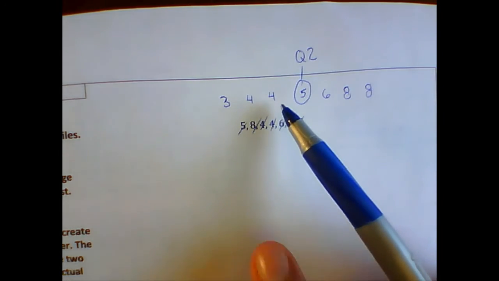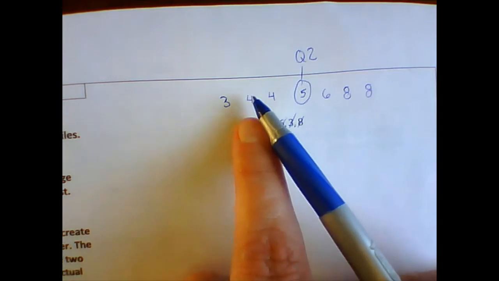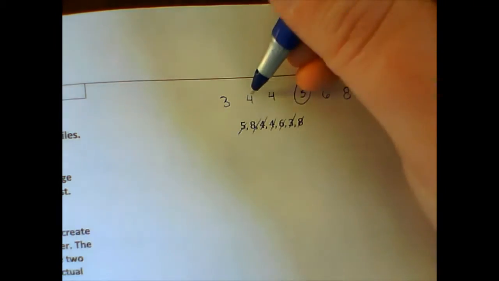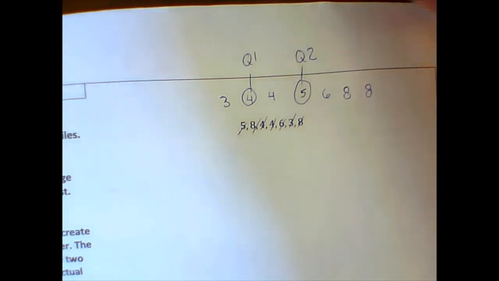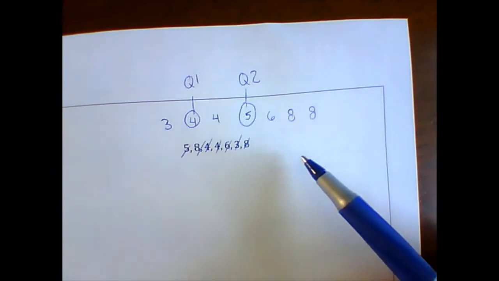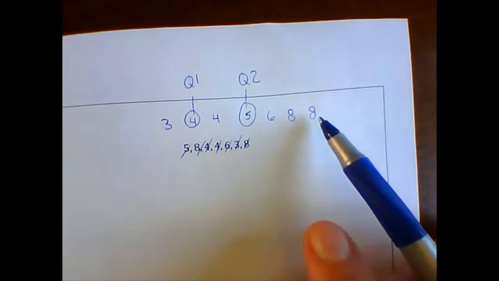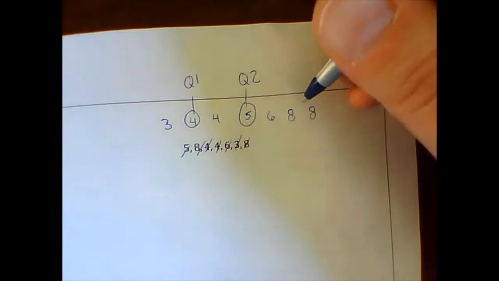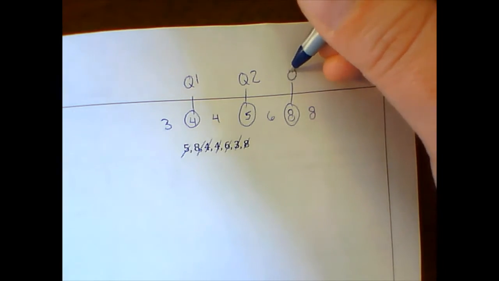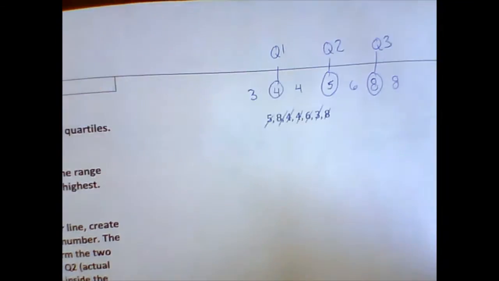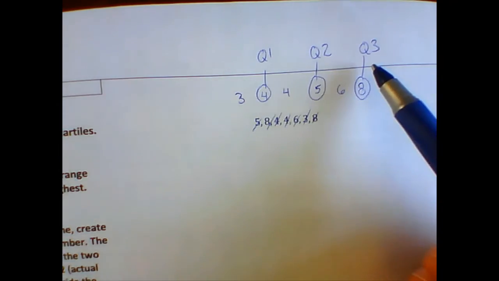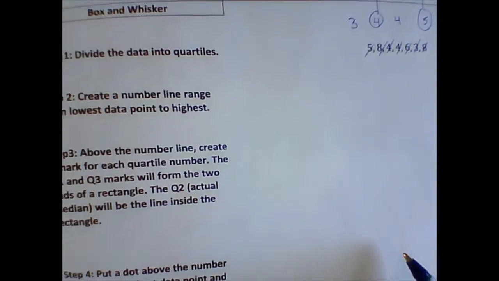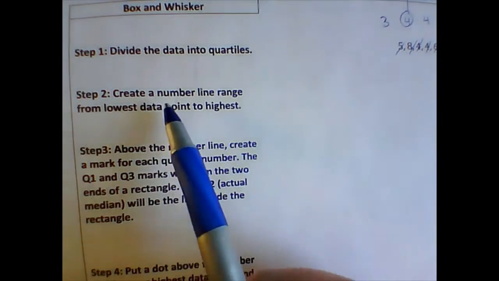Okay, so here's the lower group, so we're going to use just the numbers that are not circled, and we find the middle, and that's Q1. Q2 is dead center, and then we're going to find the middle of this upper group, and there is Q3. All right, we've got our 1, 2, 3 quartiles, 3 of them. Okay, now we're going to start making a picture.